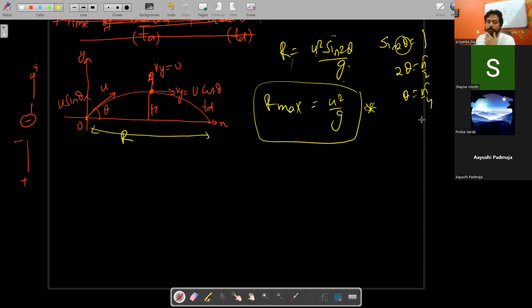Understood? It's 2 into pi by 2? Yes, 2 theta is pi by 2, so if you divide by 2, you will get theta as pi by 4. Okay, like the whole thing inside is pi by 2. Yes, the whole thing inside should be pi by 2. Okay. And the maximum value of range is u square by g.